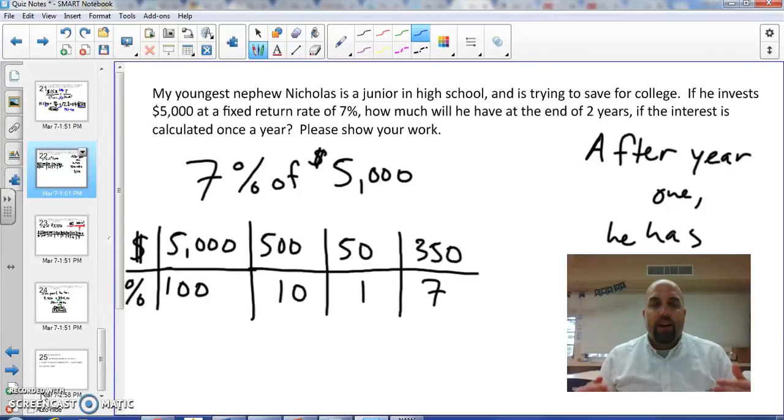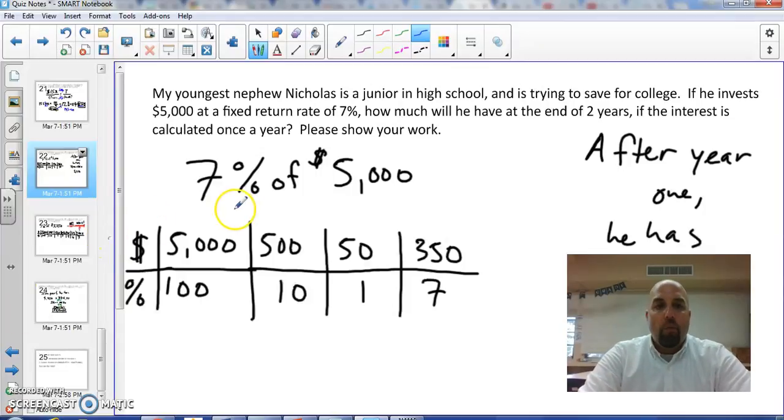What we've got here is a simple interest question. My youngest nephew, Nicky, is a junior in high school, and he's trying to save for college. He has $5,000 that he invests at a fixed return rate of 7%. How much will he have at the end of 2 years if the interest is calculated once a year? That's how you know it's a simple interest problem, because the interest is only calculated once a year. So please show your work.